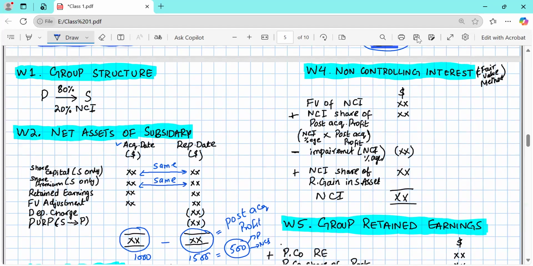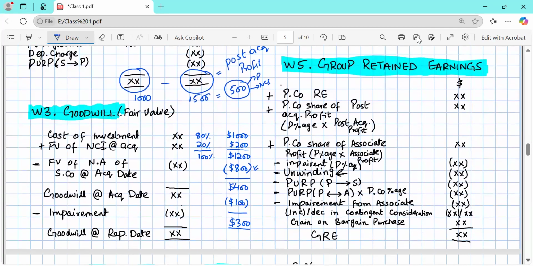Similarly, if there is any revaluation gain in the subsidiary asset, the NCI share of that you will add. I will talk about the revaluation part as well in detail, but just giving an overview. So in this way, you will get the valuation of the NCI and you will post that in the main format. Then comes the group retained earnings.